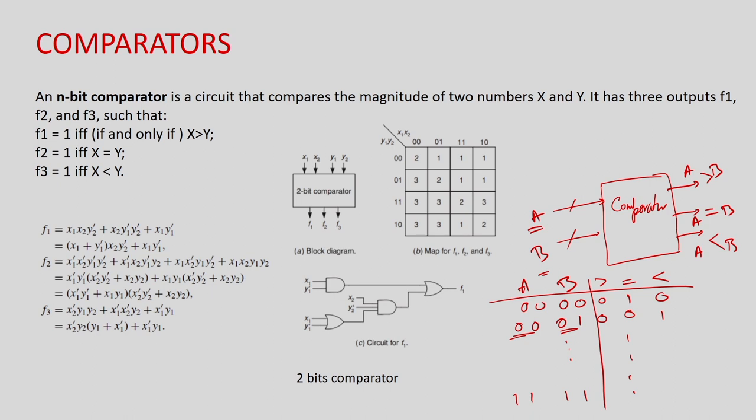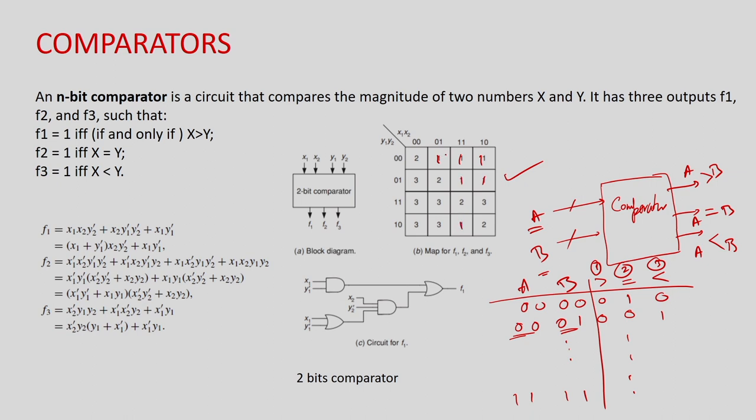Now, if I map these values into a Karnaugh map, I can find the minimal expression corresponding to each output: greater than, equal, and less than. So here is my Karnaugh map. It's a combined Karnaugh map where I put all three possibilities. One means greater than, two means equal, and three means less than. So I'm going to use one for greater than, two for equal, and three for less than. You can see here the ones are placed in these locations.